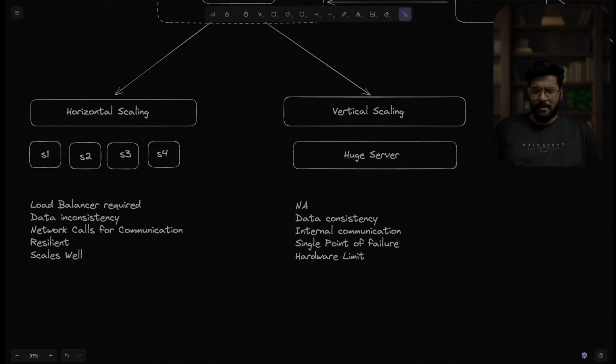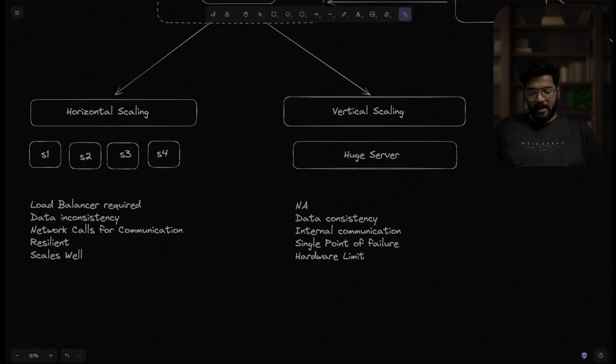Now, if we talk about a particular chef, he has limited time and he can only make a limited number of dishes. For that case, we can ask him to work overtime, maybe 10-12 hours a day, but there's going to be a cap for that. So that is the vertical scaling for our web servers.